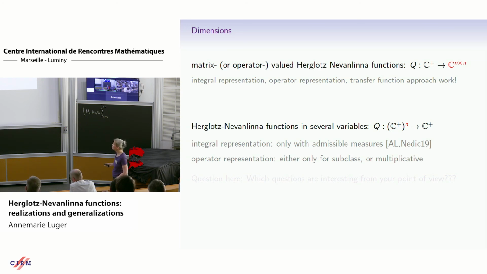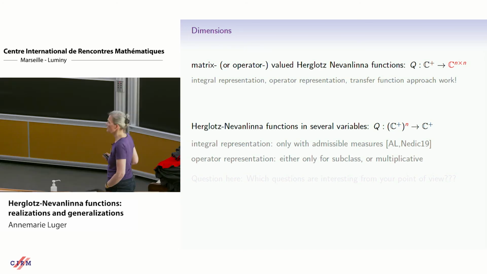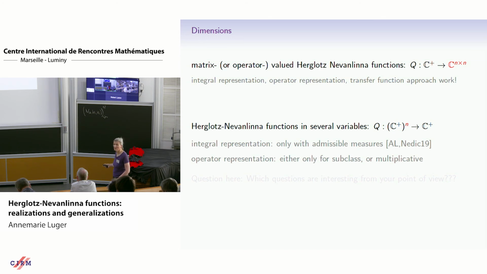But there is an integral representation, but there are interesting features there because not all measures are allowed. And this also makes a problem with the sum rule. There are operator representations either only for a subclass or in some kind of multiplicative way Mitya has done. Yes, and this is the main question here. Which questions in this context are interesting from your point of view, in particular for these functions of several variables?